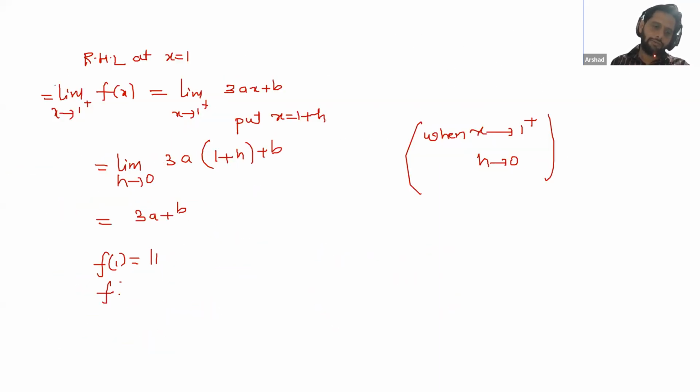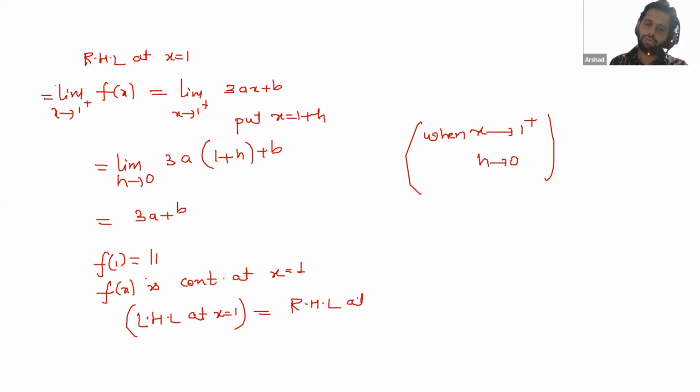Now, it is given in the question that f(x) is continuous at x is equal to 1. So that means the limit will exist because the function is continuous. So that means LHL at x is equal to 1 is equal to RHL. LHL and RHL should be equal because the function is continuous, and that will be equal to the limit, and that will be equal to f1.